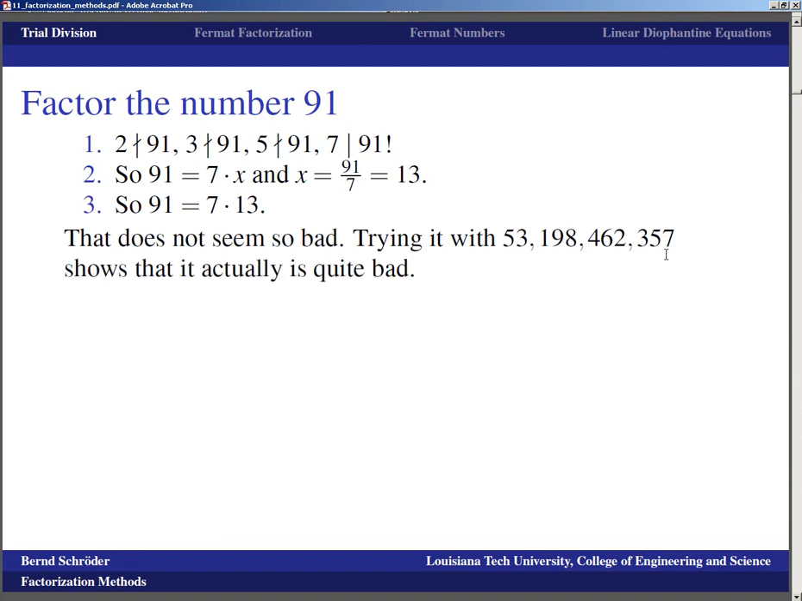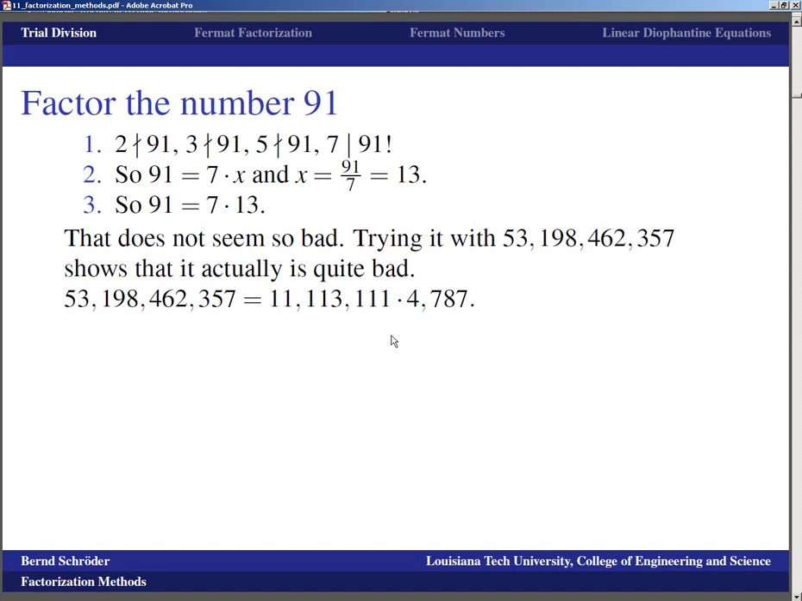53,198,462,352. Good luck, because that actually shows it's quite bad, because this number consists of these two factors here: 11,113,111 and 4,787.